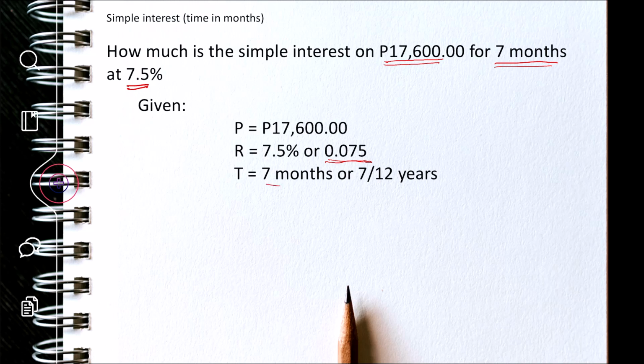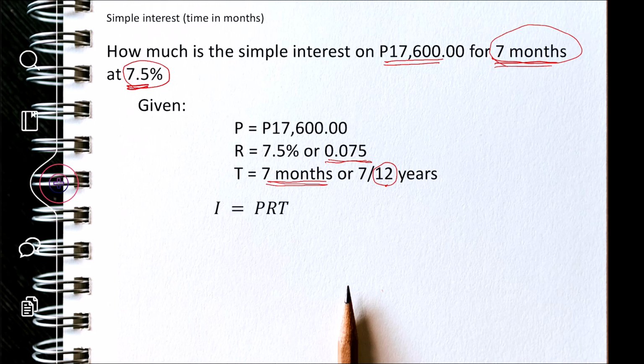Pagka months po yung given, i-divide lang natin yon sa 12 para maging year. Ulitin ko po, pag months ang given, i-divide lang natin yung time sa 12 para po maging year siya. Kasi po, ang ating rate is per year. Ang time din natin is laging per year. Kaya ang kwentahan nito is kada taon. Since 7 months lang yon, kailangan po natin i-divide yon by 12.